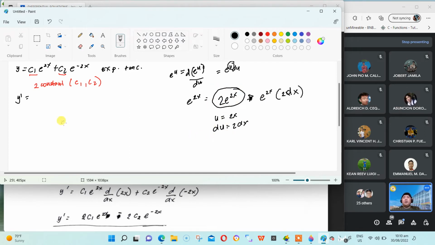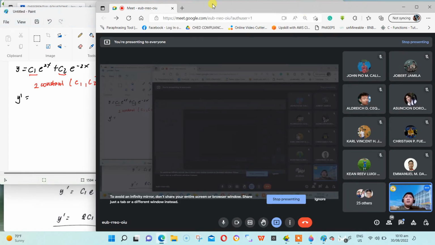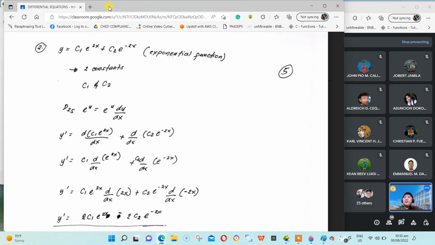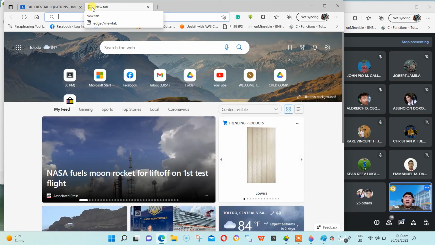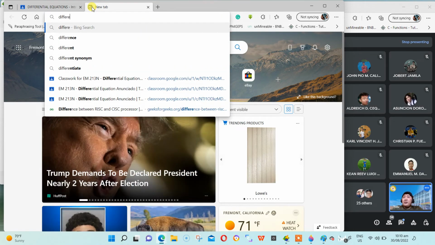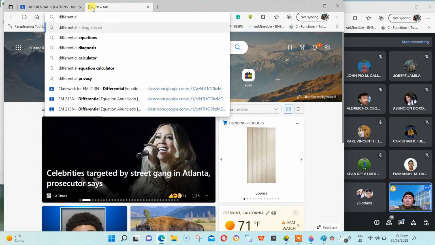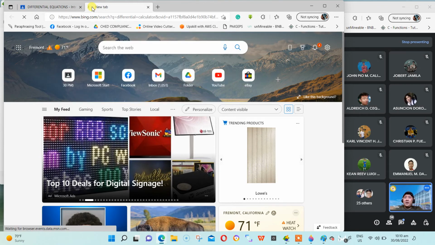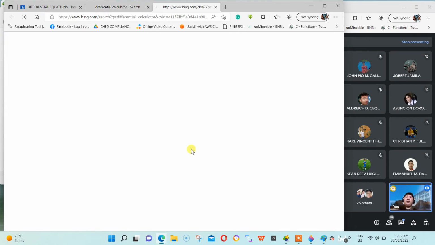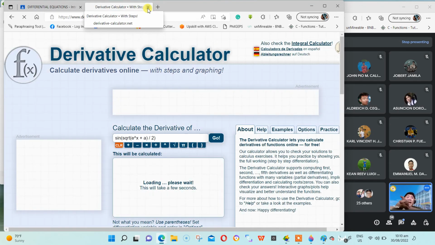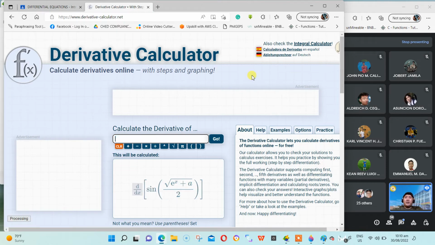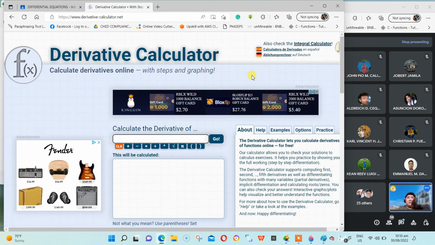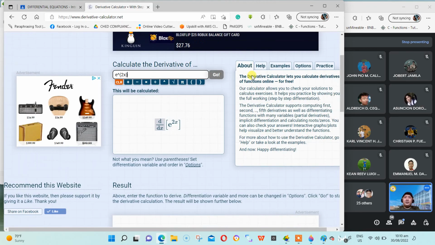If you forgot, you could use a derivative calculator. I'm sure you tried that one already in your subject. In this case, it has a shortcut. So, given e raised to the power of 2x, let's try.